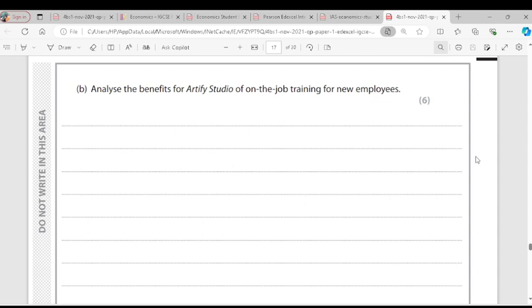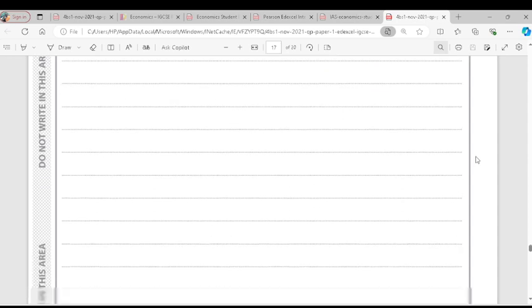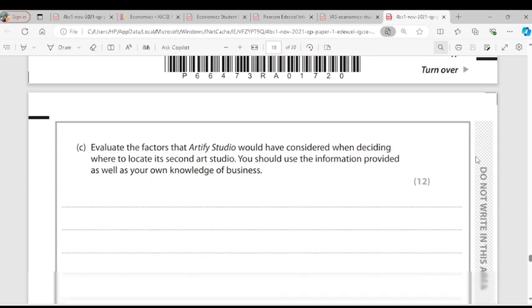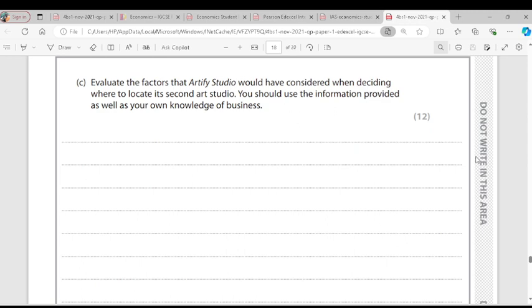Is it clear? And the last question. Evaluate the factors that Artifice Studio would have considered when deciding where to locate its second art studio. You should use the information provided as well as your knowledge of the business. Artifice Studio wants to open in a small mining town in Malaysia, in a remote area.